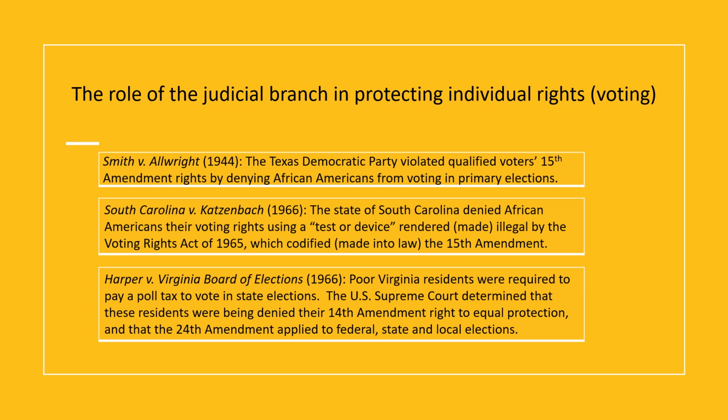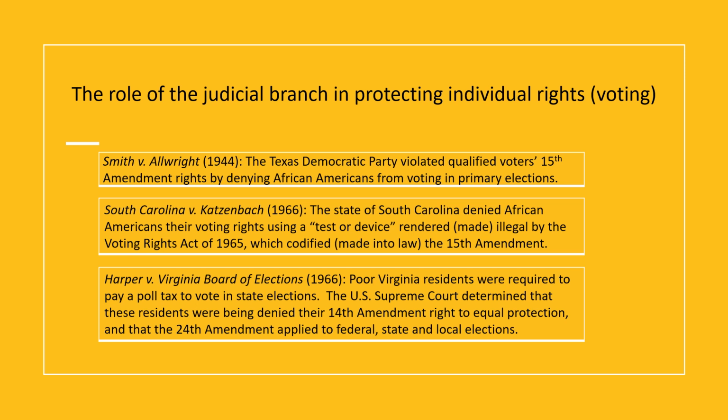Then we look at South Carolina versus Katzenbach, 1966. At the time, Nicholas Katzenbach was the Attorney General of the United States. The state of South Carolina was denying to African Americans their voting rights using a test or device that was rendered or made illegal by the Voting Rights Act of 1965, which codified or made into law the 15th Amendment.